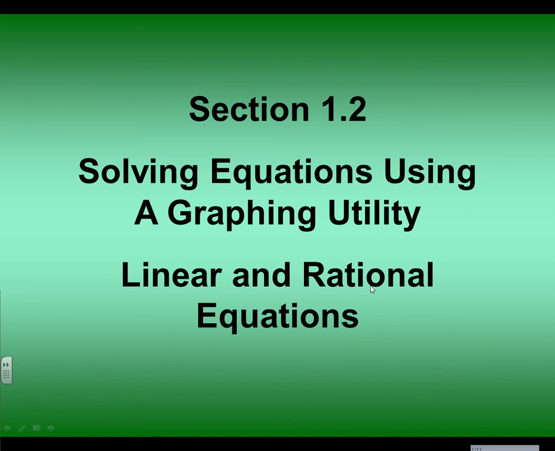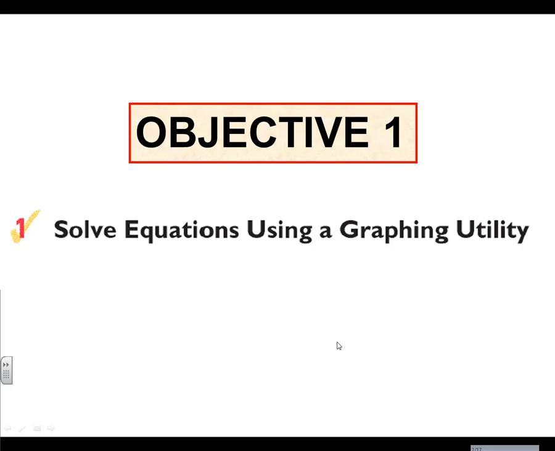And we're going to do linear and rational equations. We'll do those algebraically as well as with a graphing calculator. So, a couple different ways to solve our equations. Some of this is going to be review. Some of this is going to be new. So let's start with something that may be new, because if you haven't used the TI-83 or 84s before, you probably haven't done it this way. But let's solve equations using our graphing utilities.